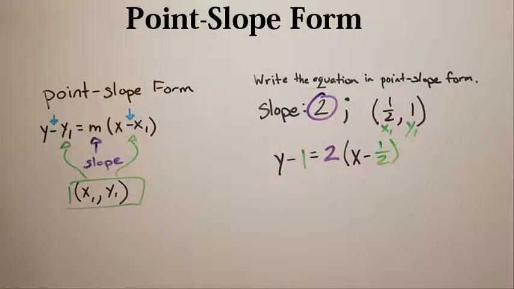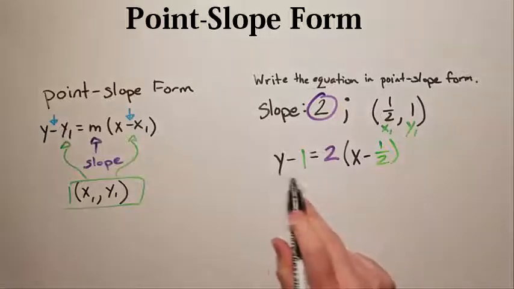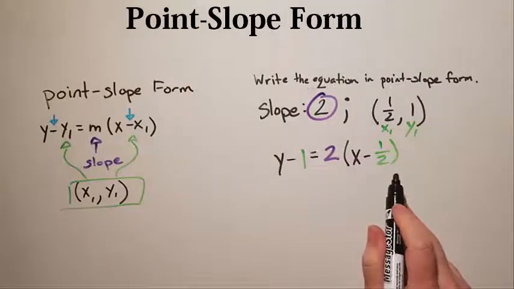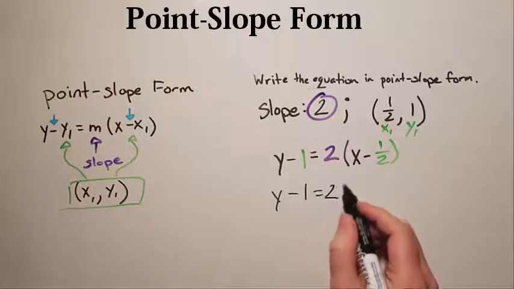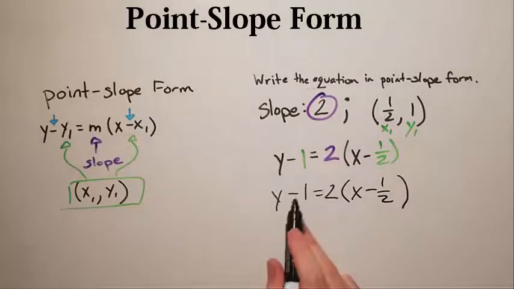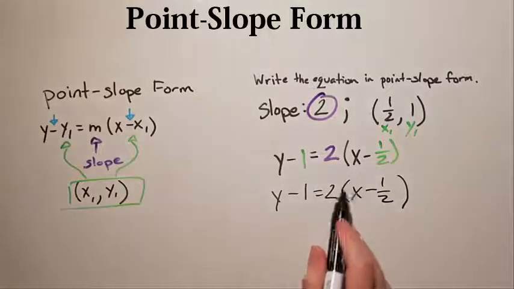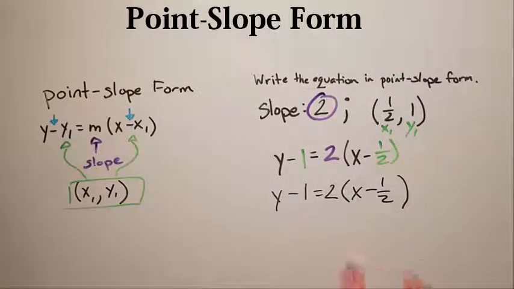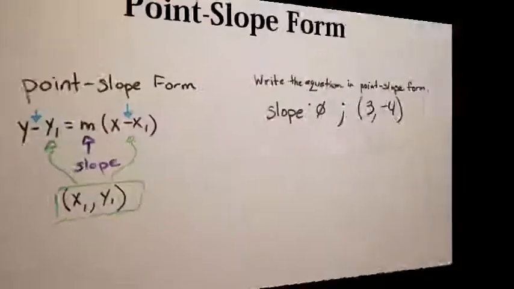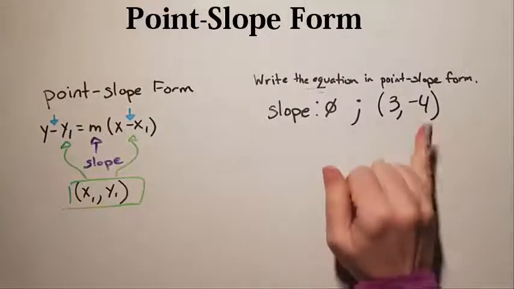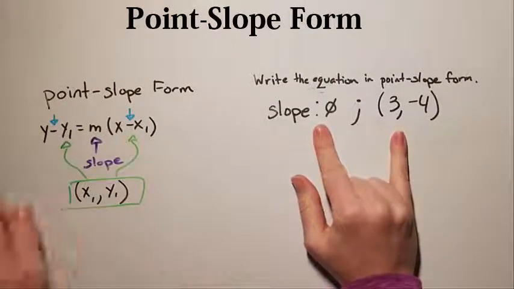If you are able to simplify, you need to. This problem cannot be simplified any further and still maintain the point-slope formula. So our final answer is y minus 1 equals 2, and in parentheses you have x minus 1/2. You need to keep it in point-slope form so we can identify the point and the slope. So you're done.